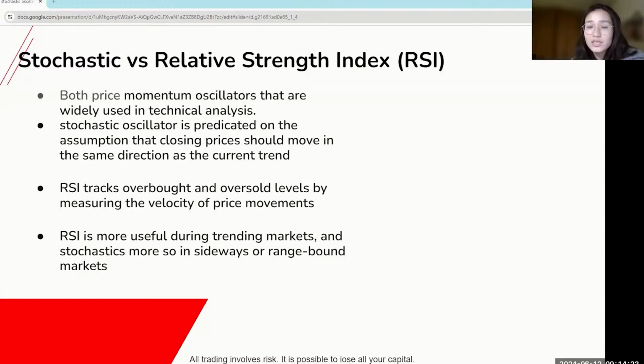The stochastic oscillator is predicated on the assumption that closing prices should move in the same direction as the current trend. Meanwhile, the RSI tracks overbought and oversold levels by measuring the velocity of price movements. In other words, the RSI was designed to measure the speed of price movements, while the stochastic oscillator formula works best in consistent trading markets. So we would generally use your RSI in trending markets, and stochastic more so in sideways or range-bound markets.